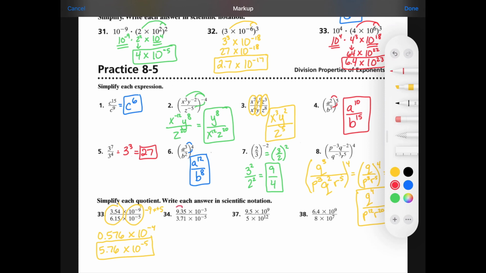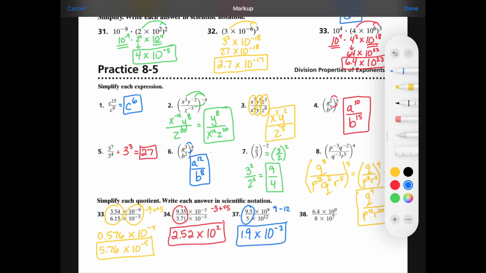Here, if you did 9.35 divided by 3.71, you'll get 2.52. Negative 3 minus negative 5, which is really negative 3 plus 5, would be 2. Here we got 9.5 divided by 5. That is 1.9. And then if you subtract 9 minus 12, you just get negative 3. You don't even need to adjust that.